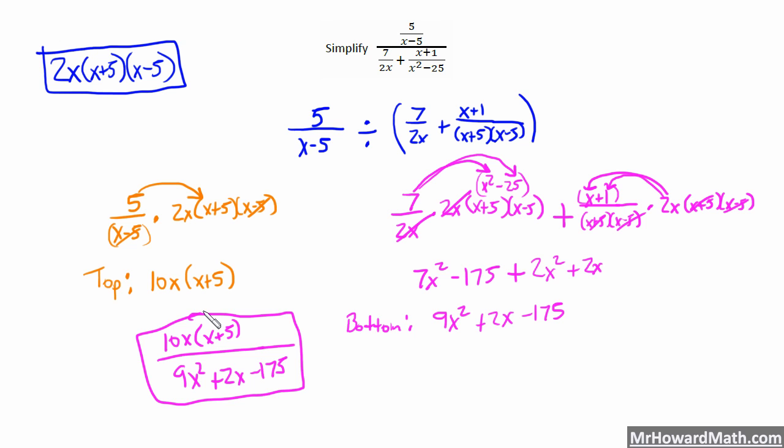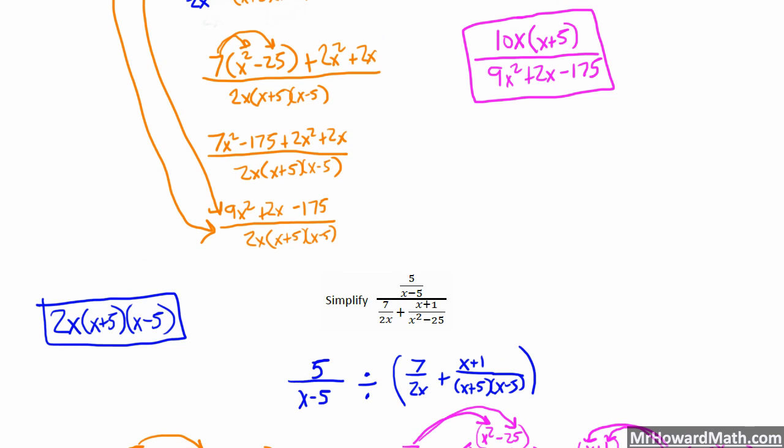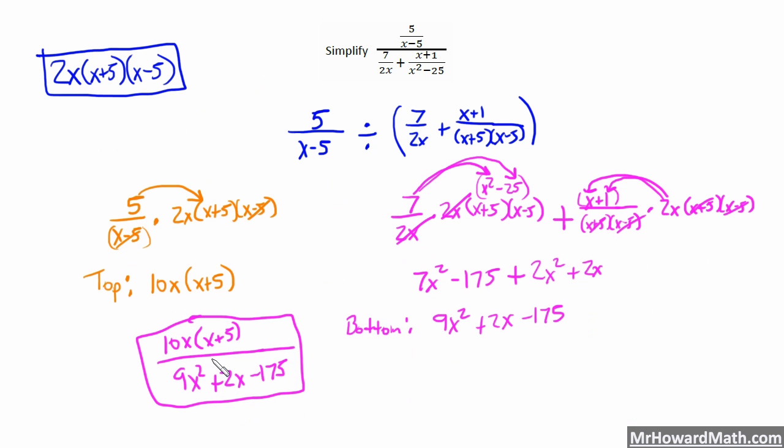And notice that this matches what we got before. We got the same answer twice. 10x times the quantity x plus 5 over 9x squared plus 2x minus 175. We got it here, and we got it here. So two ways to work it.